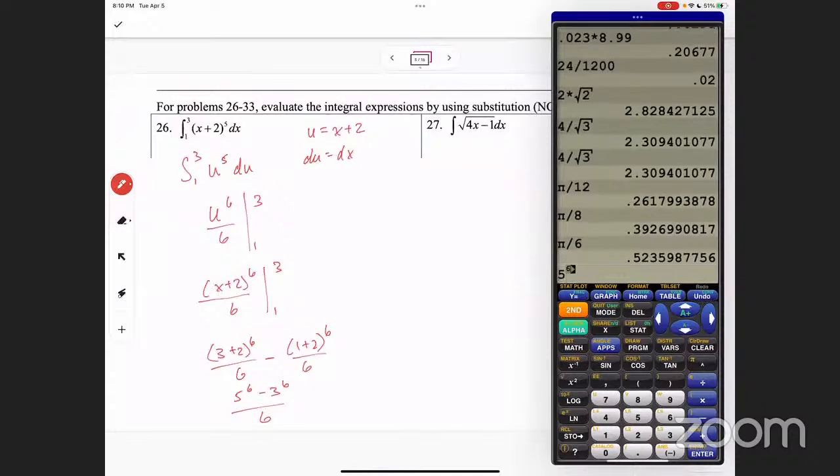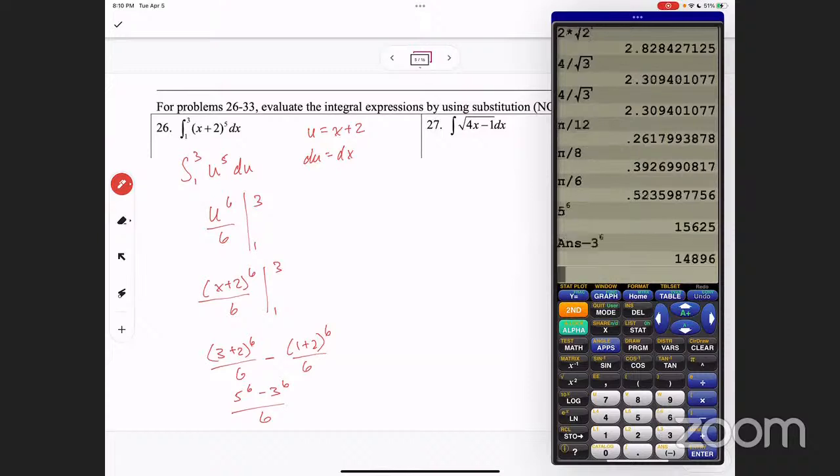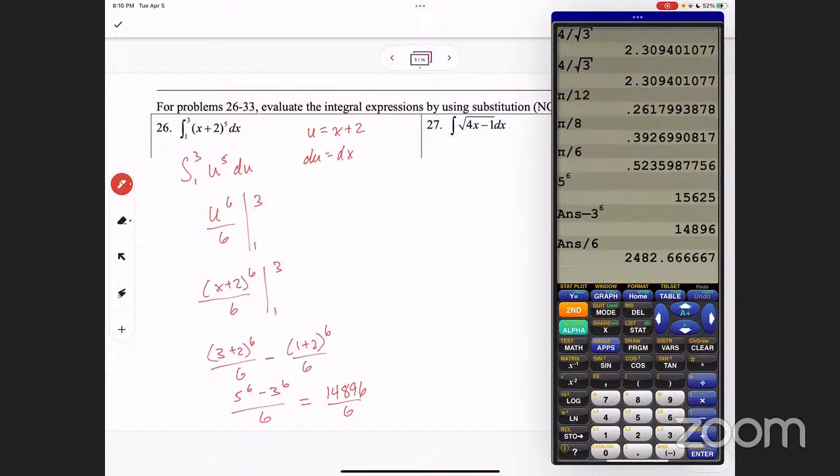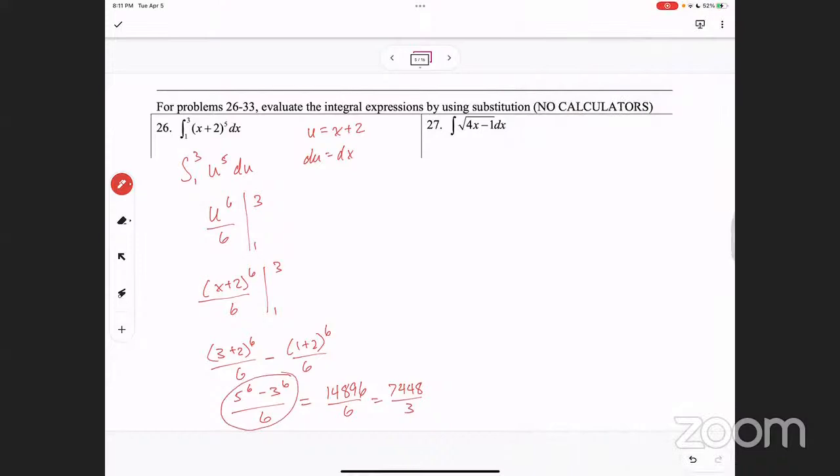Put that in. Why does it say no? Maybe it's just 2 to the 6th? Or wait, no, that's not how powers work. Divide that by 6. I don't know that there's an easier way to do that. How do they expect us to do that without a calculator? That's not even a pretty number. Let me check what the answer is. They don't go any farther. They just go to where it's 5 to the power 6 minus 3 to the power 6 divided by 6. That makes sense.